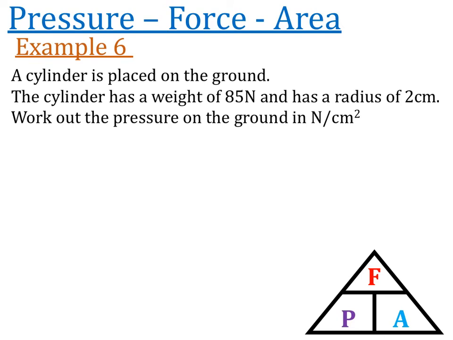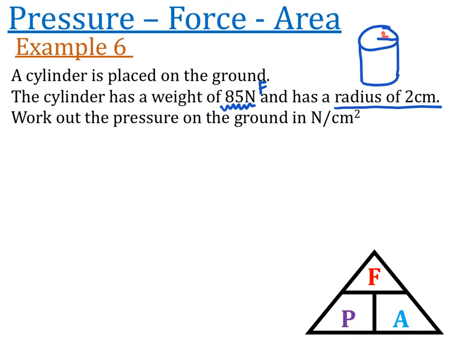All right, last example from me. A cylinder is placed on the ground. Let's draw a cylinder. So we've got a circle bit, and then we've got the two sides, and then we've got the other bit down here. All right, so there's my really badly drawn cylinder, but cylinder nonetheless. The cylinder has a weight of 85 newtons, so that is going to be the force, and it has a radius of 2 centimeters. All right, radius goes halfway across, so that bit right there is 2 centimeters.